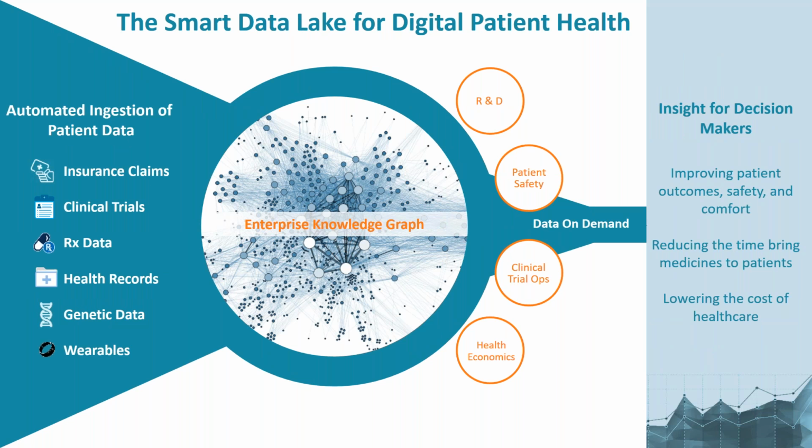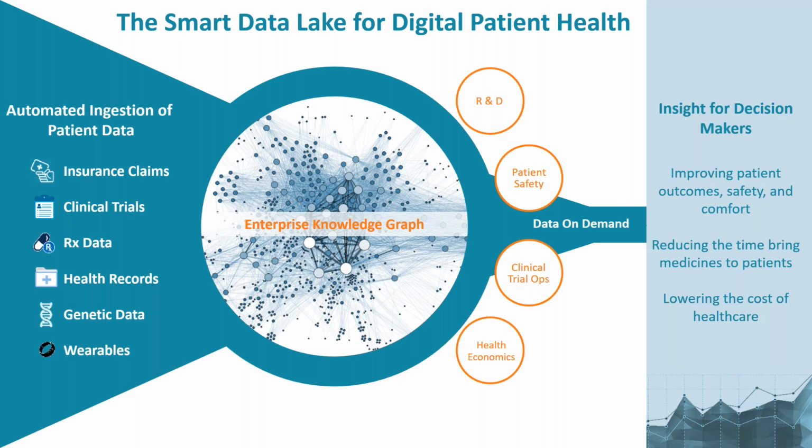Here's an example of a smart data lake in the life sciences that we call the Smart Data Lake for Digital Patient Health. We integrate information from all kinds of sources about patients: insurance claims, clinical data, prescription information, genetic, IoT, and wearables. We build a rich, secured knowledge graph of all this information about patients, security is a big one for this, and then make it available for all different business areas that are interested in this kind of information.